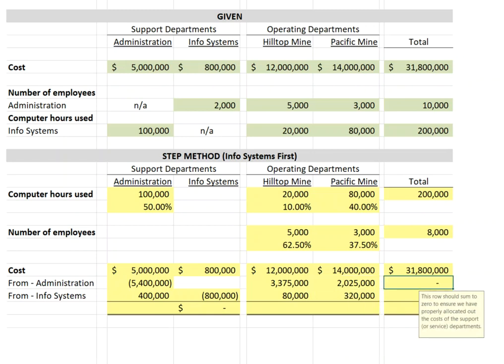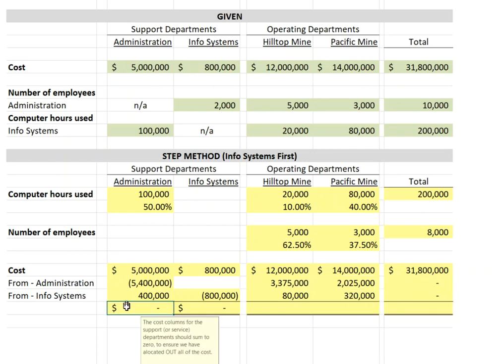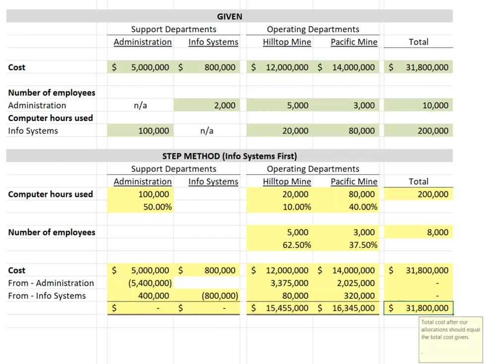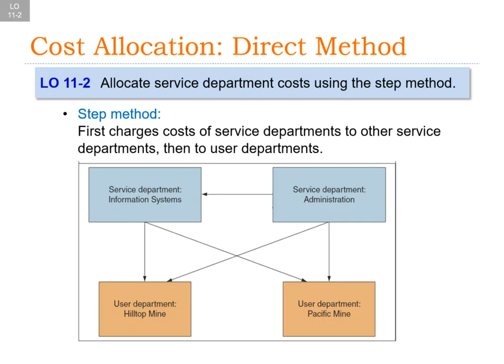Again, we make sure the row zeroes out, as well as the bottom columns for our service or support departments, to ensure we've allocated out all of the costs. And our final step is we make sure our total cost after cost allocations equals the total cost we were given in the problem. Next, we're going to consider the example where first we close out the admin department. In other words, we allocate costs out of administrative department into the end user departments as well as information systems, then from information systems into the end user departments.